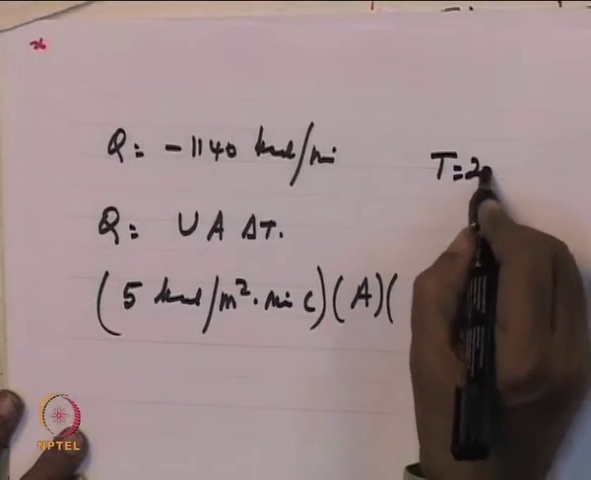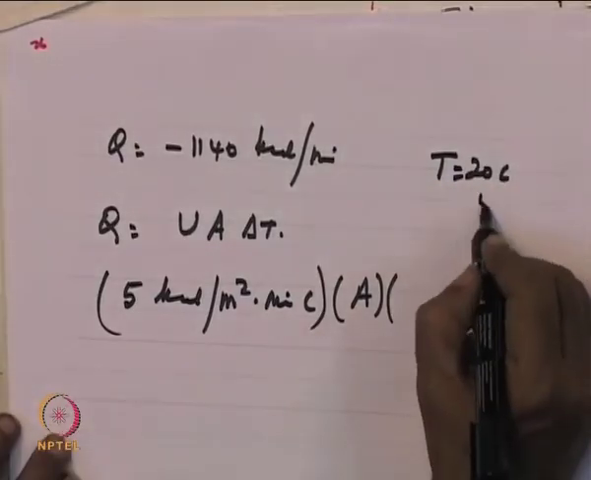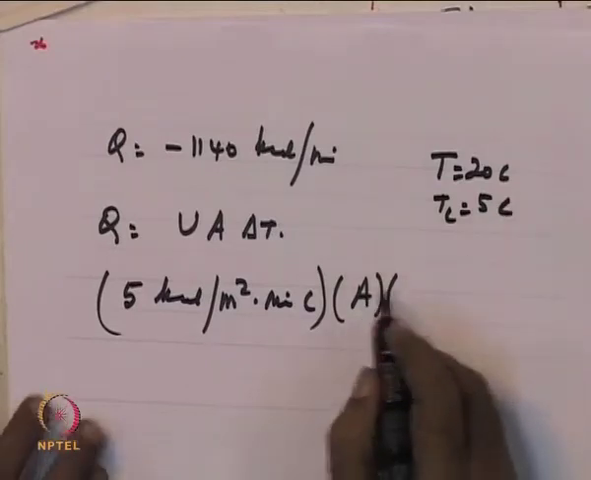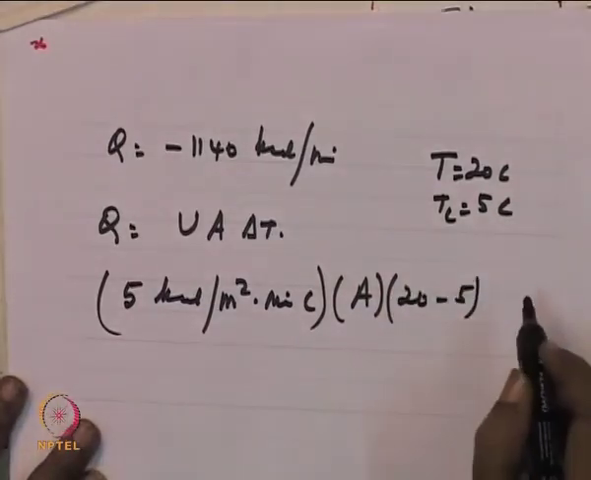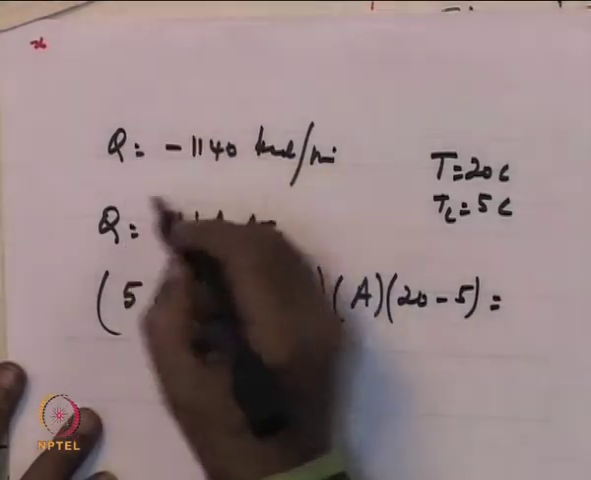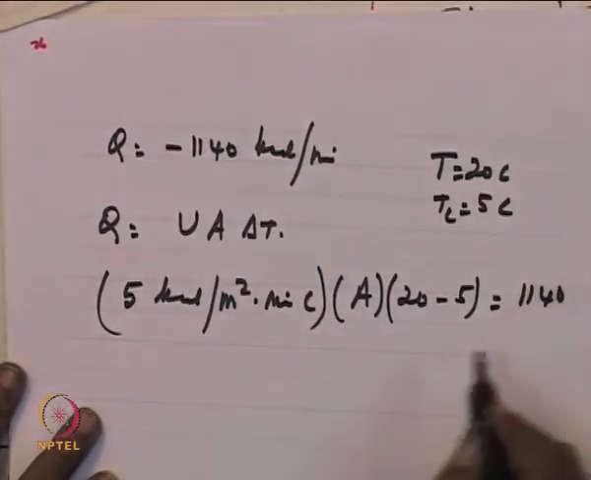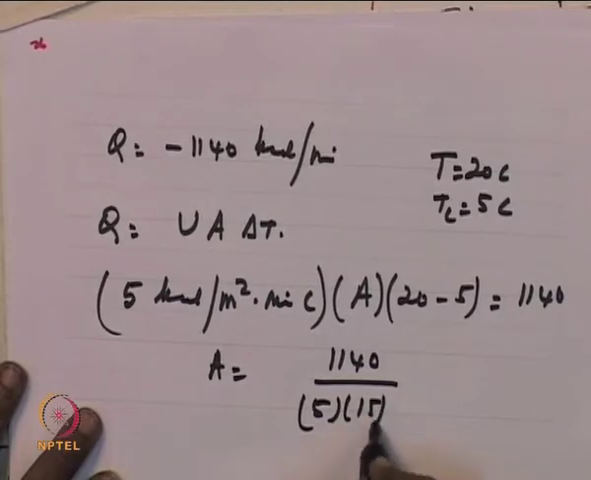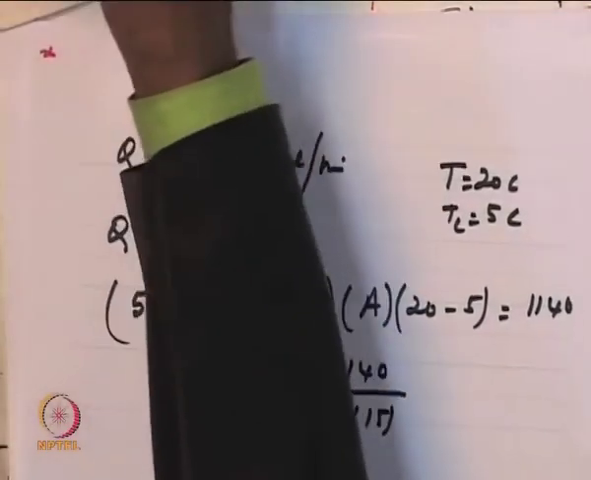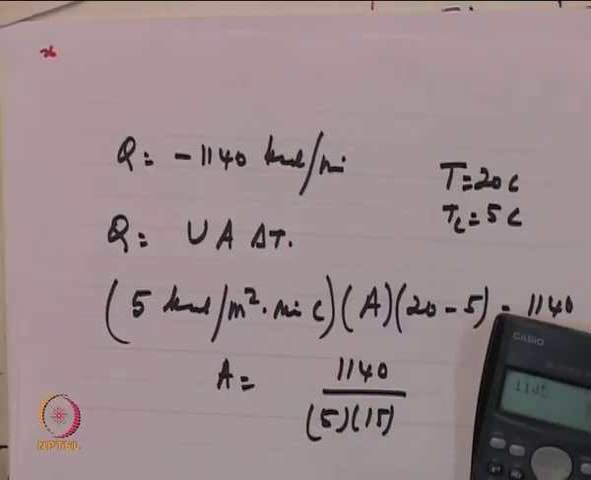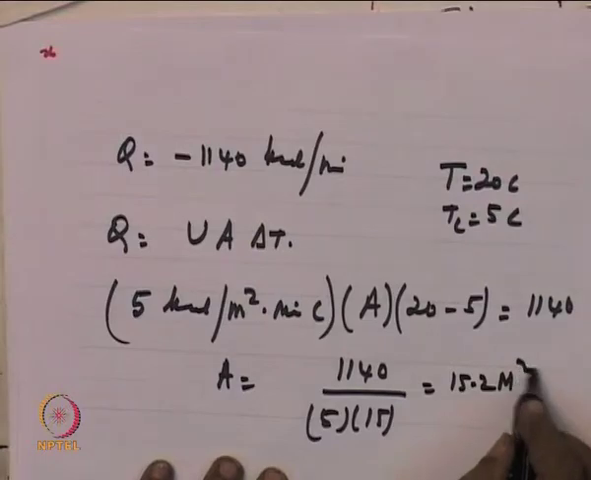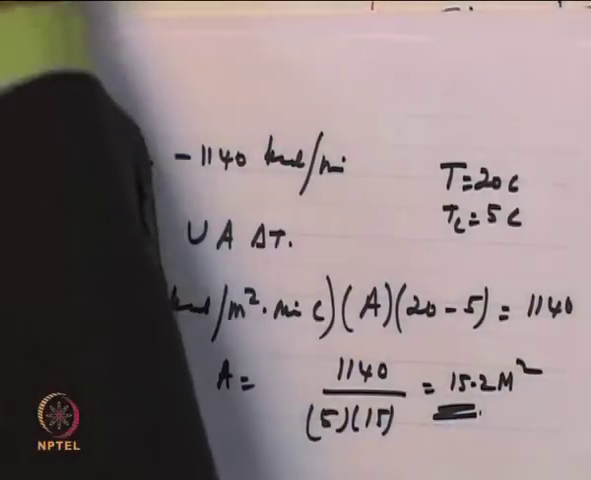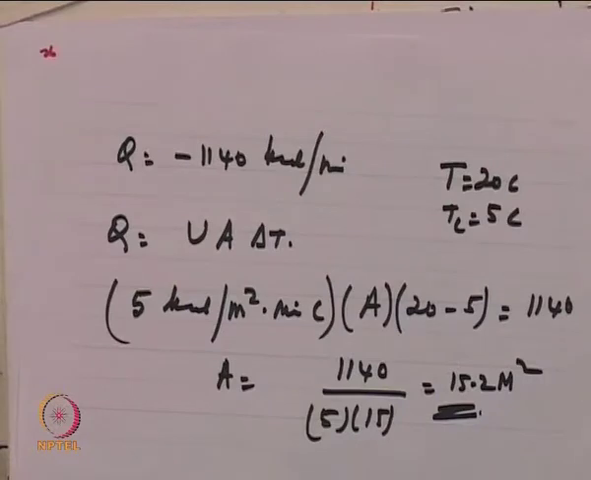What is the delta T? Reactor temperature T is 20 C and coolant temperature T C is given as 5 C. So your delta T is 20 minus 5, equal to the heat to be removed, therefore it is only 1140 we have to put here. Therefore, A equal to 1140 divided by 5 into 15. So that comes out to be 1140 divided by 75, about 15.2 square meters.